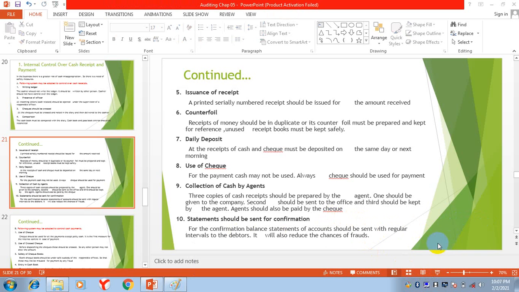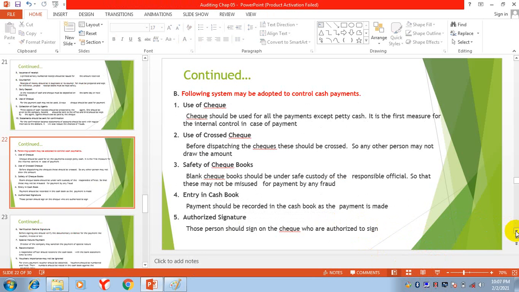Today it is enough. Inshallah, in the next class we will talk about the control of cash payments, how to control the cash payments.